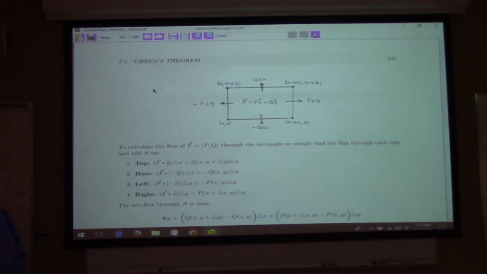Any questions about this so far? So what we have here is the total flux through the little rectangle is the sum of these four fluxes, right? And what does that give us?